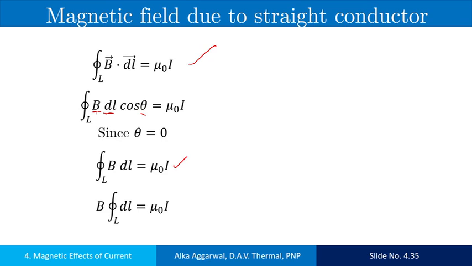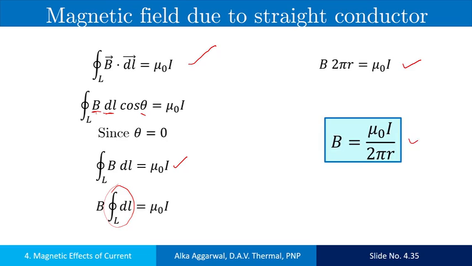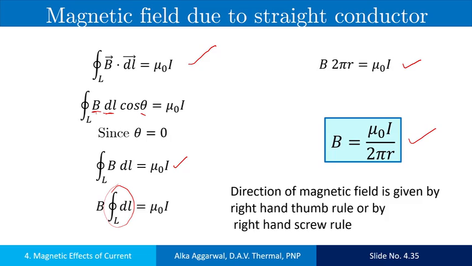As B is tangential and has the same value throughout the circumference of the circle, it is taken outside the integral. And this represents the circumference of the circle of radius r. So it is B into 2 pi r, and B is equal to mu naught I upon 2 pi r. It is the magnitude of the magnetic field at a point due to the straight conductor. The direction of the magnetic field is given by the right hand thumb rule or by the right hand screw rule.